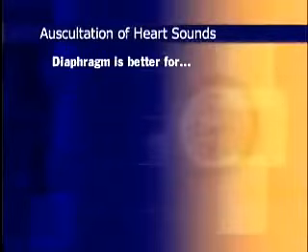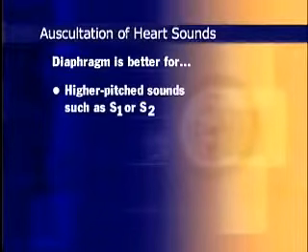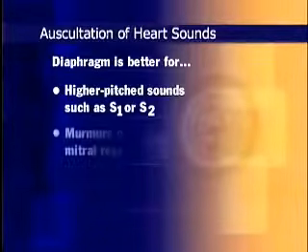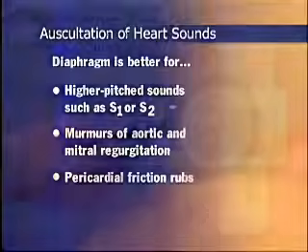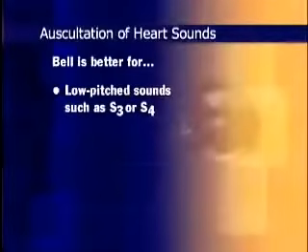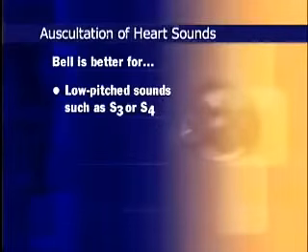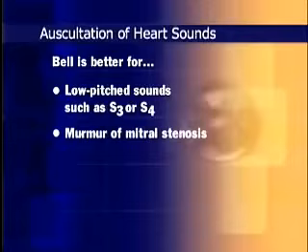The diaphragm is better for detecting higher-pitched sounds, such as S1 or S2, the murmurs of aortic and mitral regurgitation, and pericardial friction rubs. The bell is more sensitive to low-pitched sounds, such as S3 or S4, and the murmur of mitral stenosis.